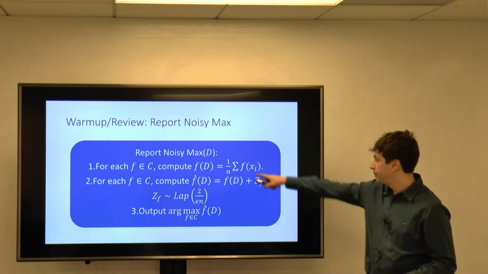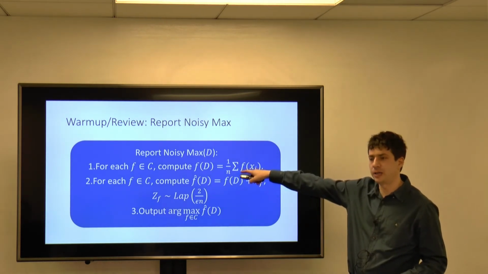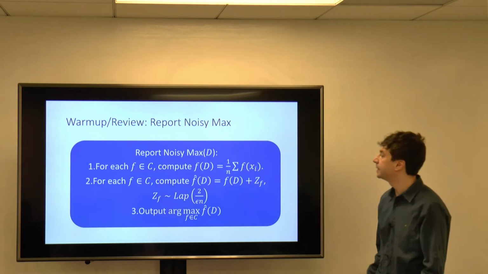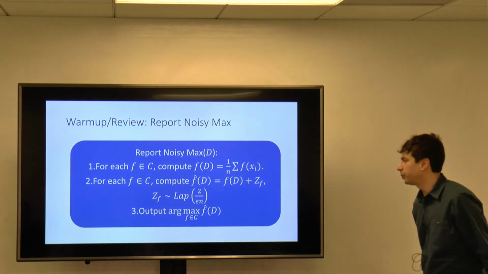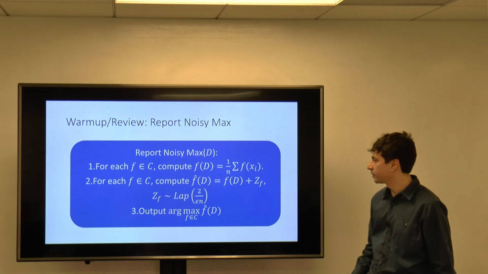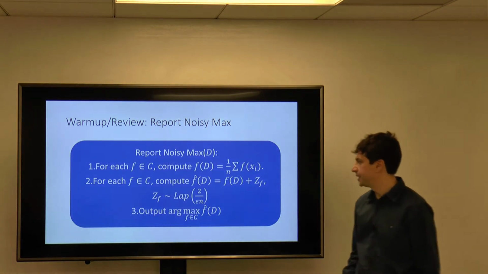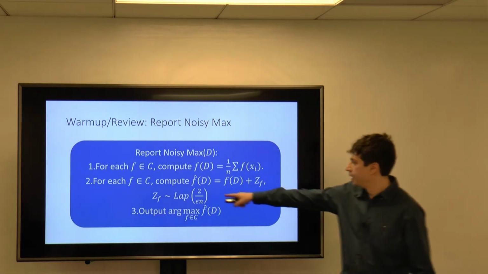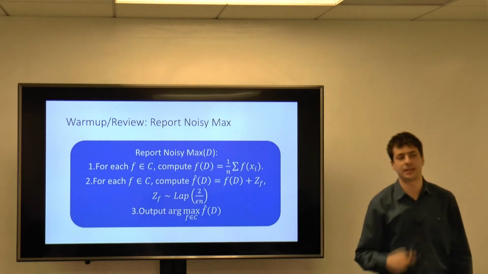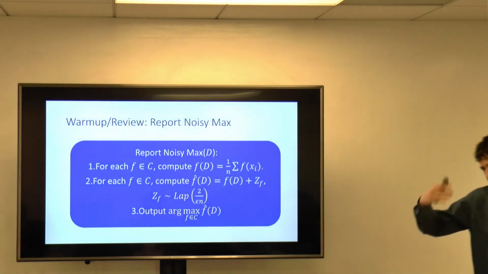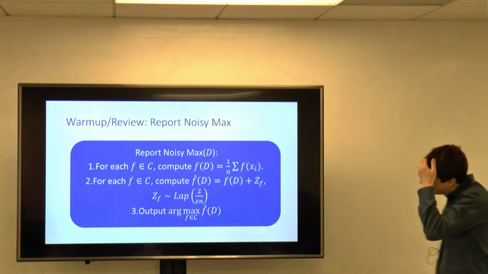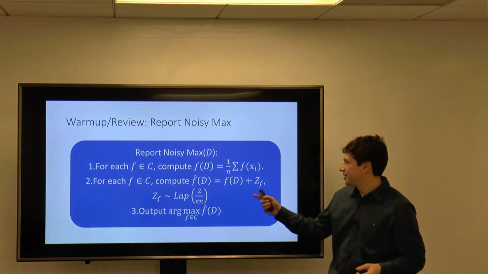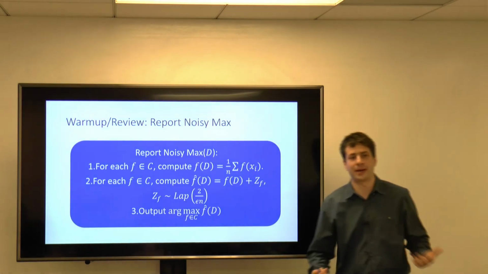I'll just compute the error of every model in my class, the accuracy of every model in my class. Just as before, I will perturb that accuracy with Laplace noise. Now with scale 2 over epsilon n instead of 1 over epsilon n, so double the standard deviation. And then I won't output all of these numbers. That would be really bad, right?